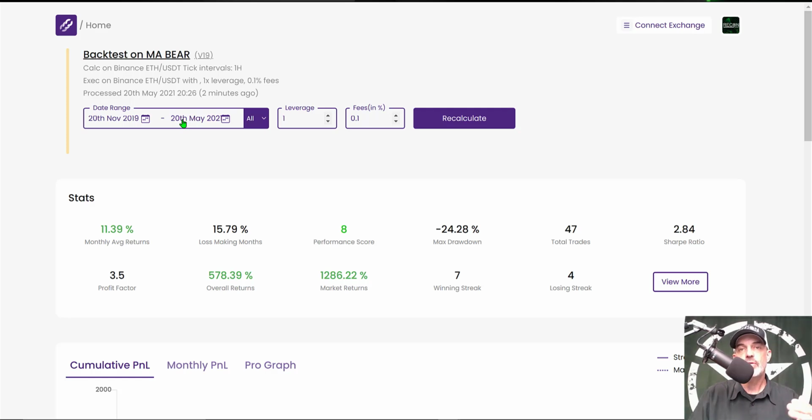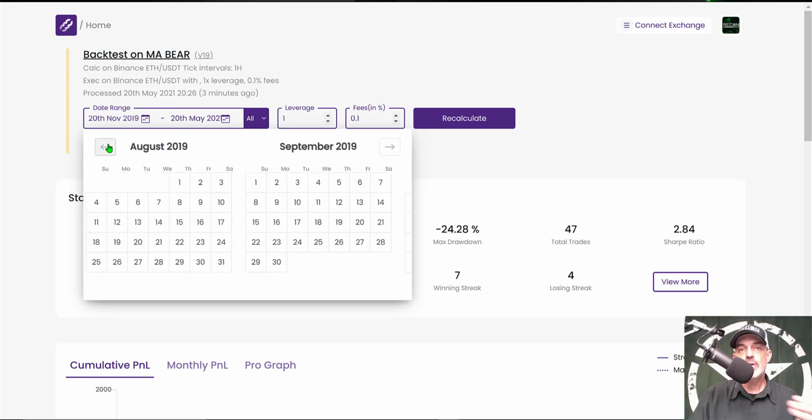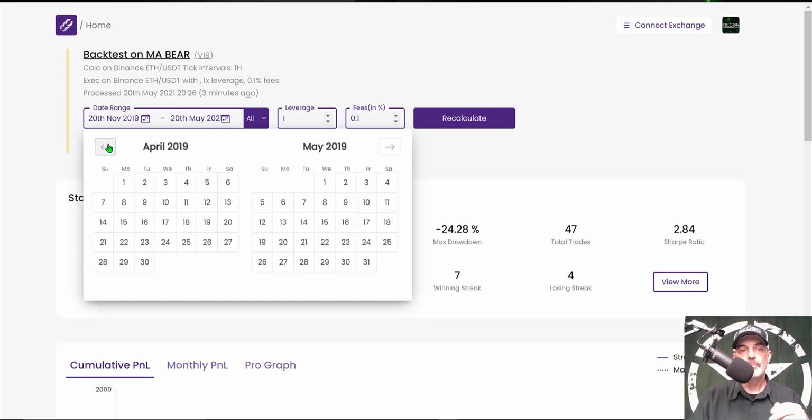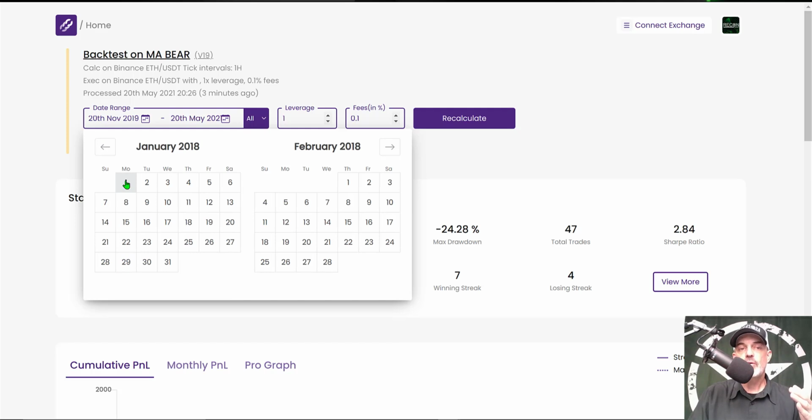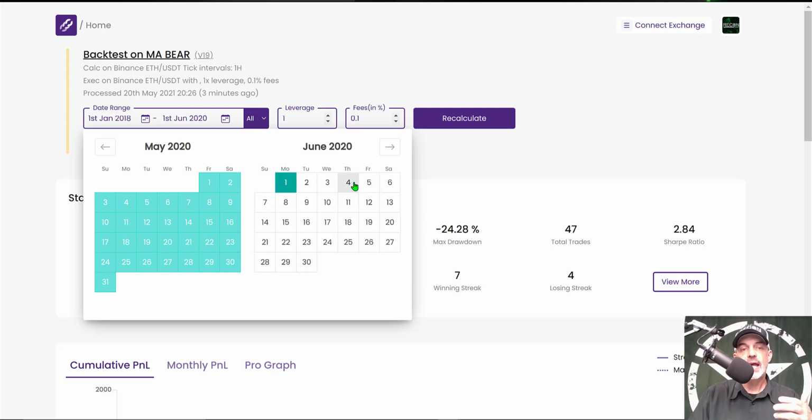So I want to see how this bot will perform in a bear market. So I am going to adjust and jump back to our previous bear market. I want the backtest to start in January 2018 and stop at the start of the current bull market. Now, I picked June 1st because May 20th was the last halving event of Bitcoin, and that is when a lot of people say the current bull market actually started.